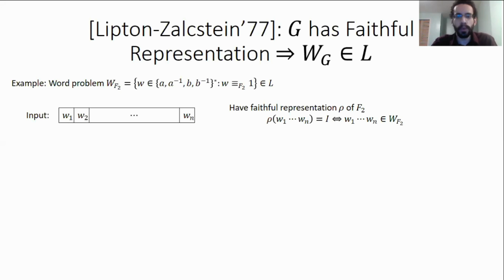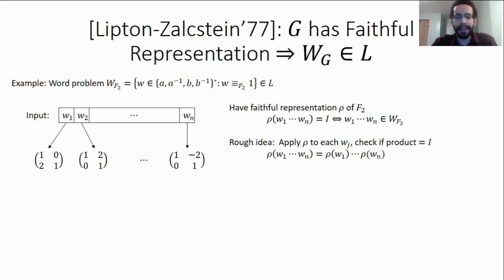And so all we need to do is check, does rho take the input to the identity matrix? The most obvious way to perform this check is simply to apply rho to each input symbol individually, obtaining this entire sequence of 2 by 2 matrices. We then compute the product of all n of these, obtaining some new 2 by 2 matrix, and we check, is that matrix equal to the identity matrix? Where here we're exploiting the fact that rho is a homomorphism.